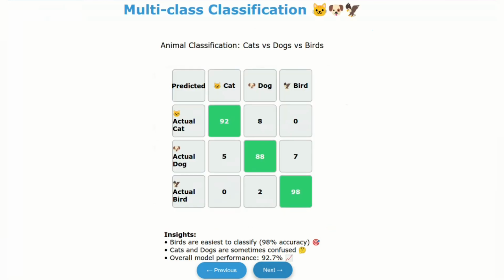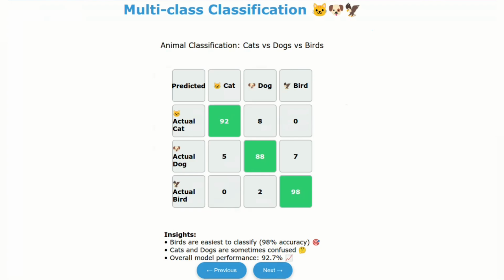So far, we've looked at binary classification, but what about when we have multiple classes? Let's say we're classifying images of cats, dogs, and birds. The same principles apply, but now we have more complexity. Each row still represents actual classes, and each column represents predicted classes. The diagonal elements are our correct predictions.